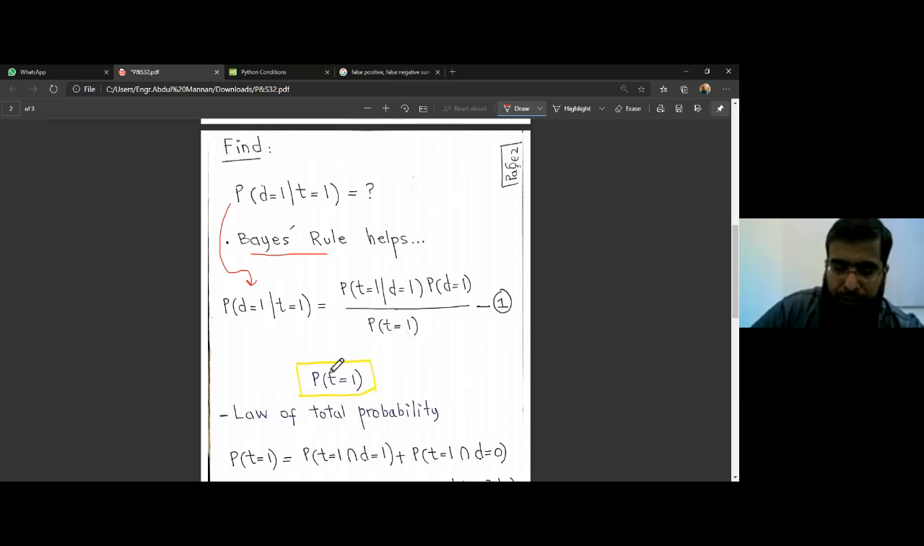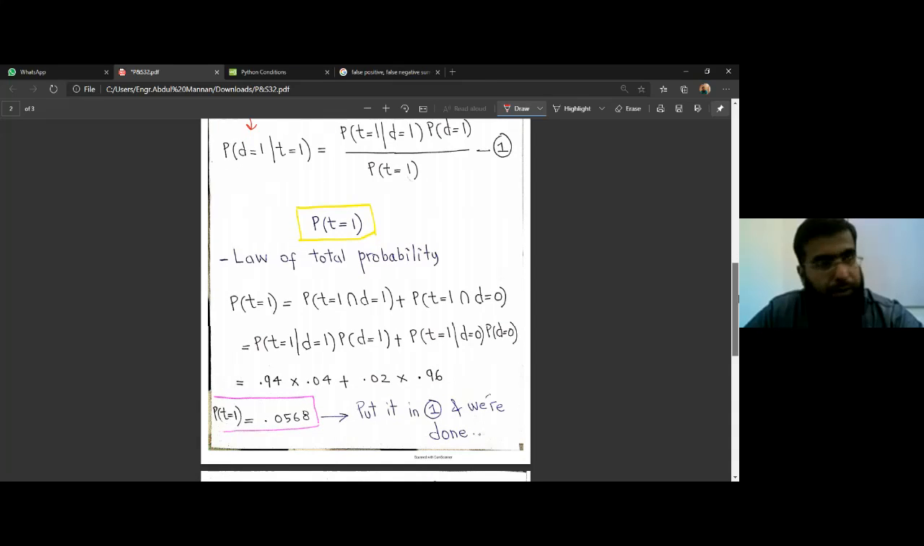For this term, we have to go back to lectures number 28 and 29, where we studied the law of total probability. The law of total probability says that for any event T to be 1, we find out all the dependencies. It is dependent on D is equal to 1 or D is equal to 0. So we have to find these two joint probabilities, and if we try all the possibilities of the second event, D is equal to 1 and D is equal to 0, and keep on adding those terms, we call it marginalization.